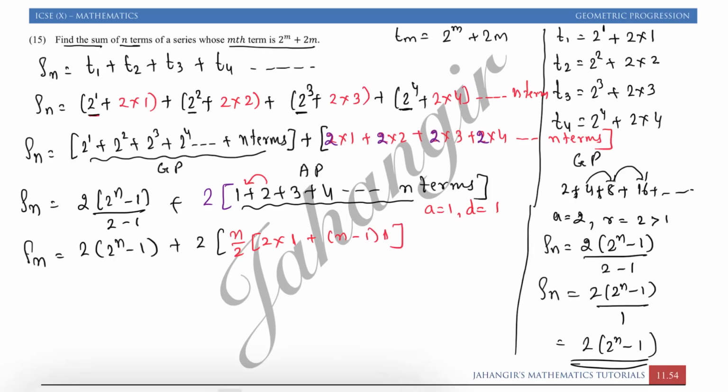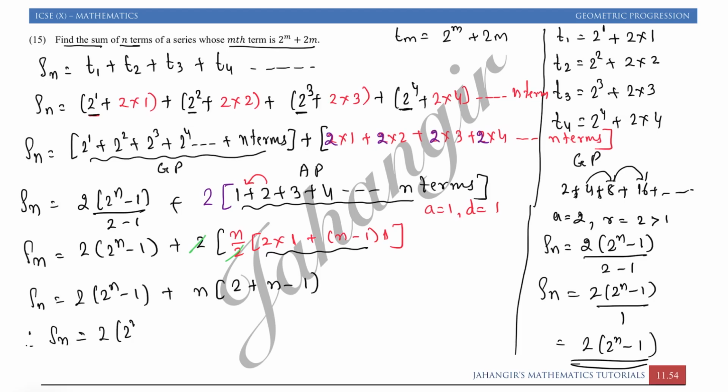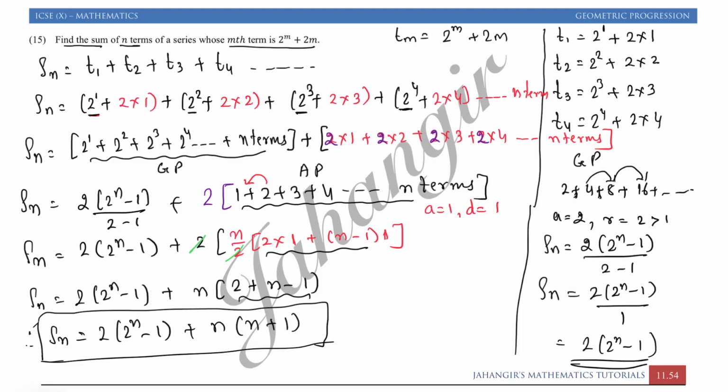So as you see, you can cancel 2 and 2. Therefore Sn will become, first we can write as it is, plus n, and in the bracket we will solve this part, 2 ones are 2 plus n minus 1. So therefore Sn is 2 into 2 raised to n minus 1 plus n into n plus 1, because 2 minus 1 is 1. This is my sum of n terms of the sequence whose nth term is given as this part.